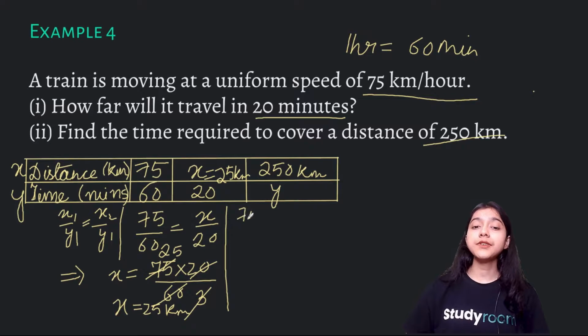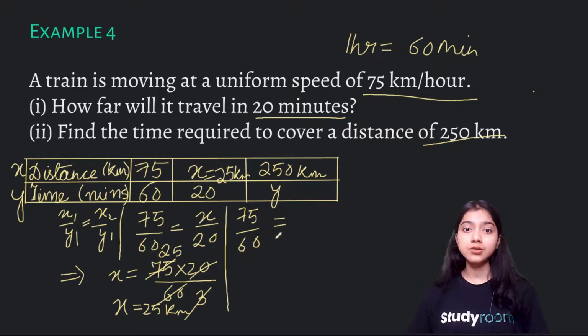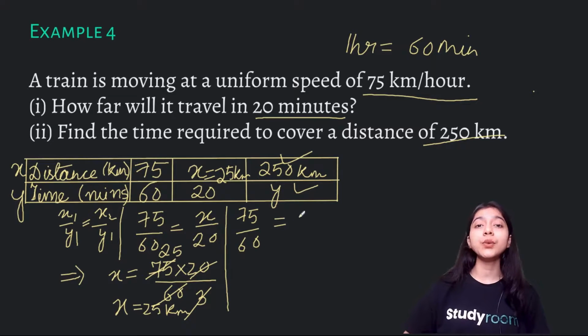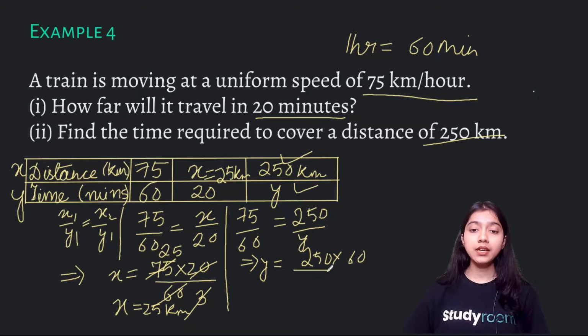So we'll have 75 by 60, that is x1/y1, will be equal to x2/y2, will be equal to x3/y3. Let us consider this as x3 and this as y3. So 75 by 60 will be equal to 250 upon y. So from here we get the value of y as 250 multiplied with 60 divided by 75.